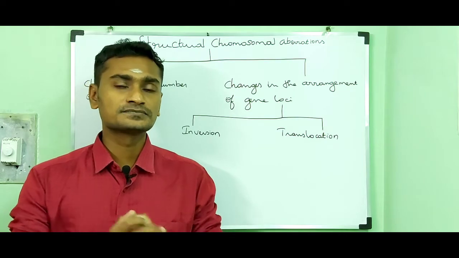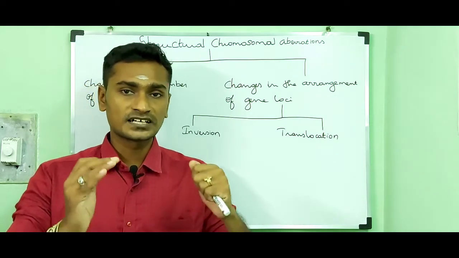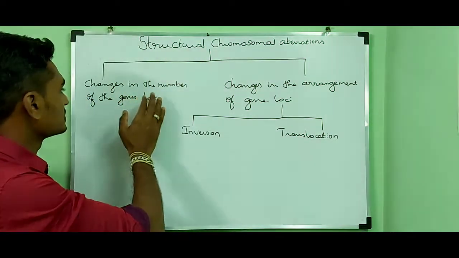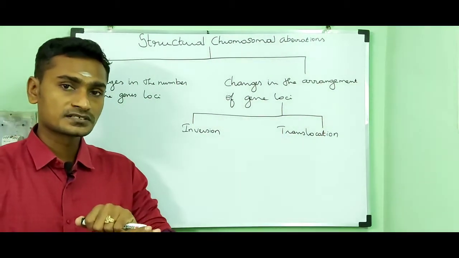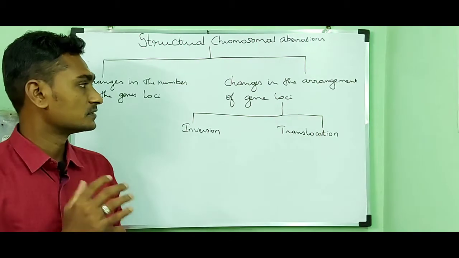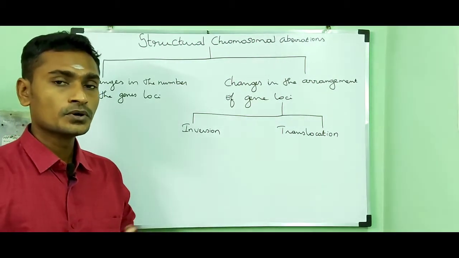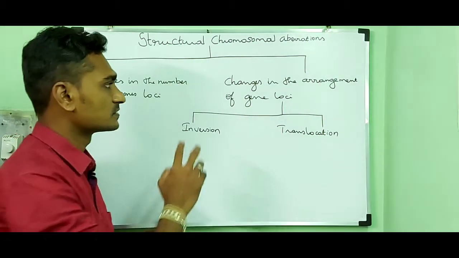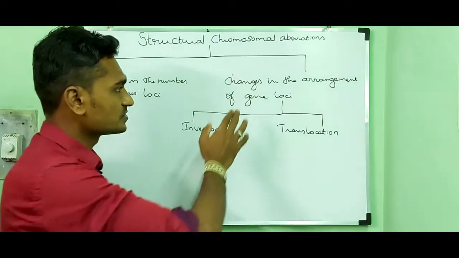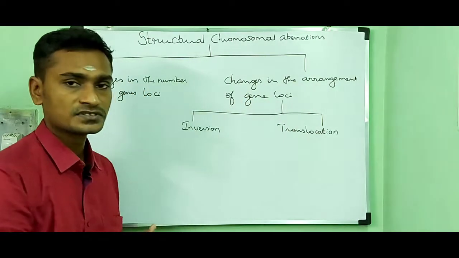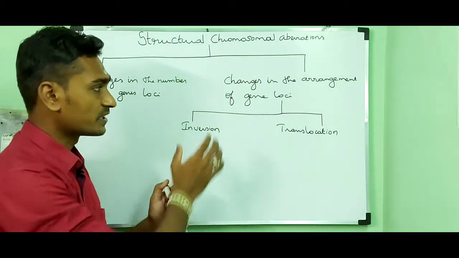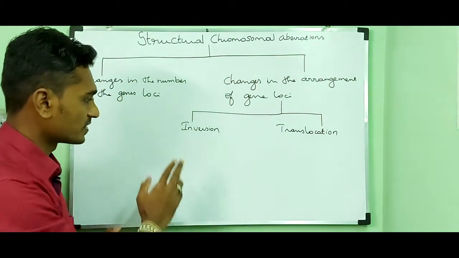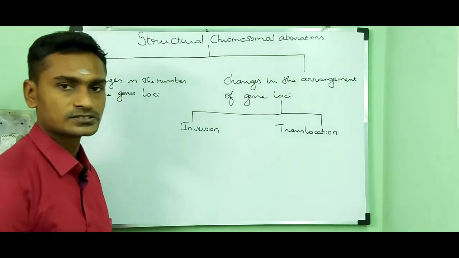In the last video, we discussed up to the changes in the number of gene loci, which has two types. In this video, we are going to discuss the remaining topic, changes in the arrangement of gene loci. It is classified into two types: inversion and translocation.